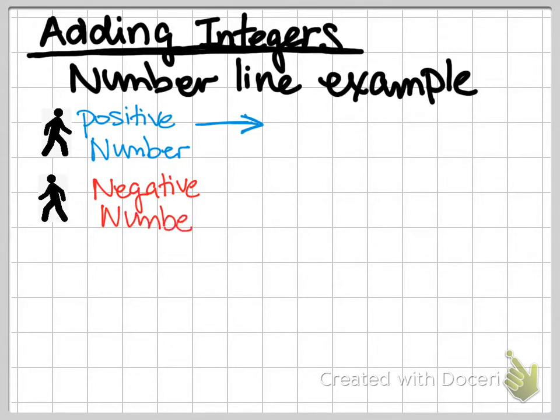In your problem, the numbers that you're working with are going to tell you what direction your person is facing. And I know that doesn't make a whole lot of sense right now, but let's try it out with a problem using a number line. So I'm going to draw a number line and I'll be right back.